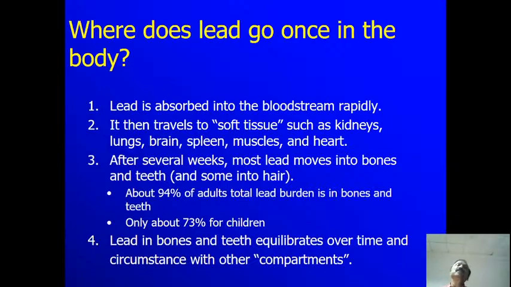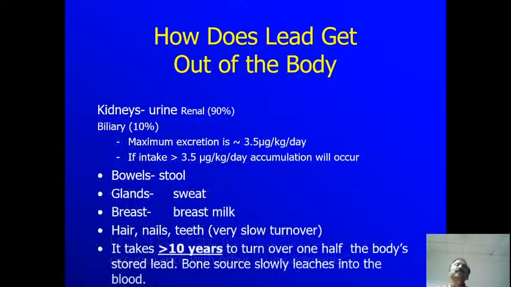Lead in bones and teeth equilibrates over time and circumstance with other compartments. You see, if the lead is more in the bones and it's not there in the bloodstream, some of it will come back into the bloodstream, or some of it will come into soft tissue. So equilibrium is maintained. So where does it come out from? The urine, 90% of it comes out from the urine, from the renal tract. Biliary tract about 10%.